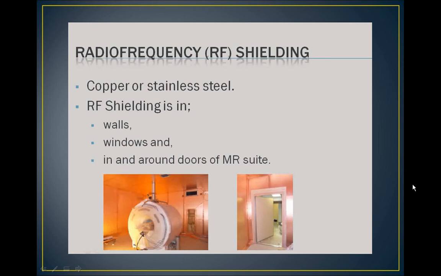Radio frequency, or RF, shielding is used to keep unwanted AM radio frequencies from interfering with the image produced from the MRI scanner. It also keeps the radio frequencies used in the MRI scanner from interrupting communications outside of the MRI suite. RF shielding is generally made from copper or stainless steel and is built into the walls, windows, and doors of the MRI suite. Special care is taken when designing and building an MRI suite so that electrical wires, air, and oxygen supply access is properly RF shielded. If RF shielding is not adequately obtained, signal loss and artifacts may appear on the image.